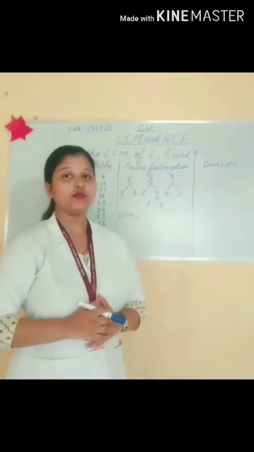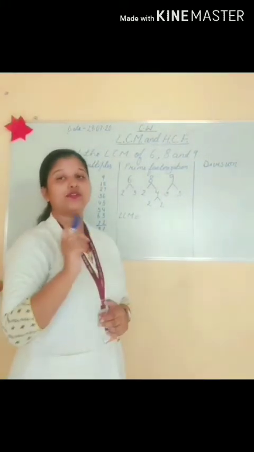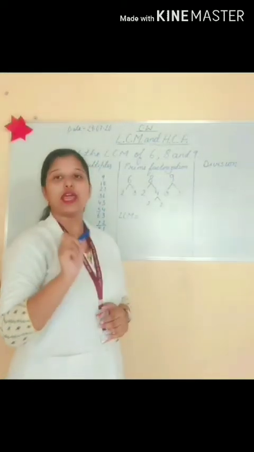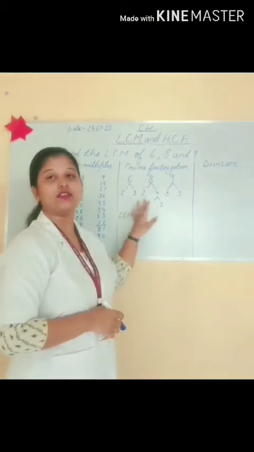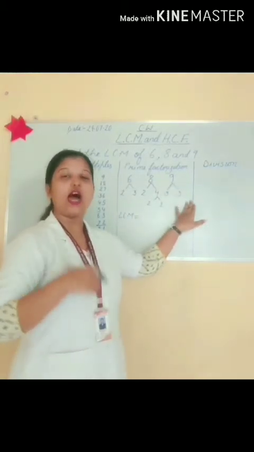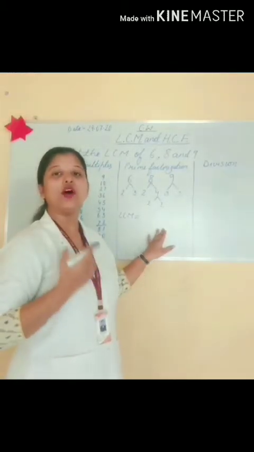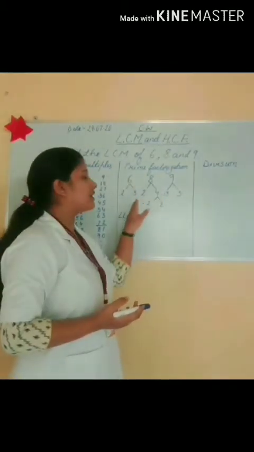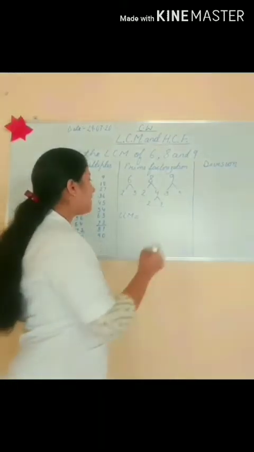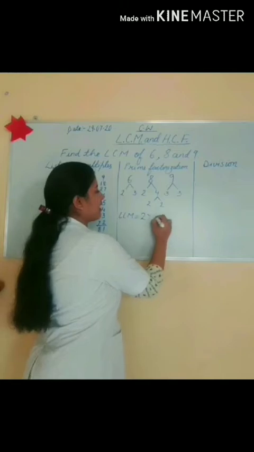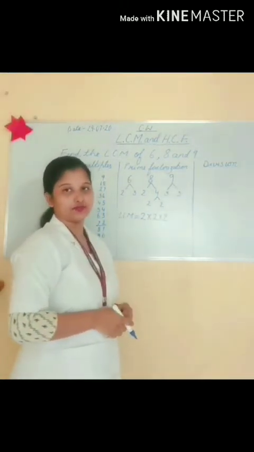Now to find the LCM, or lowest common multiple, what we have to do? At first we have to see the prime factors. In this question we have two types of prime factors, that is 2 and 3. Our next step is we will see where are the maximum number of 2's. In 8 we can see there are the maximum number of 2's. There are three 2's, so we will write here three 2's, and we will multiply them together.